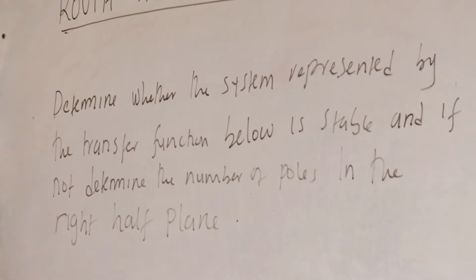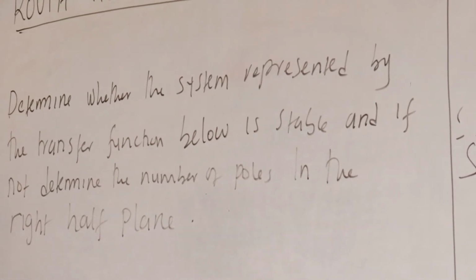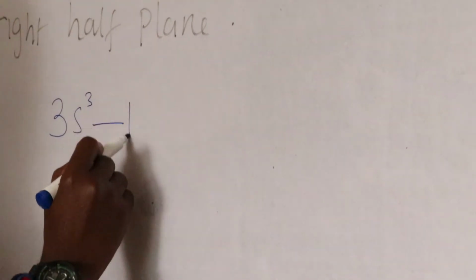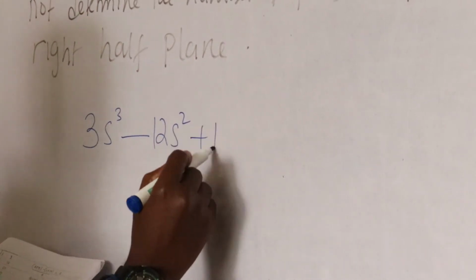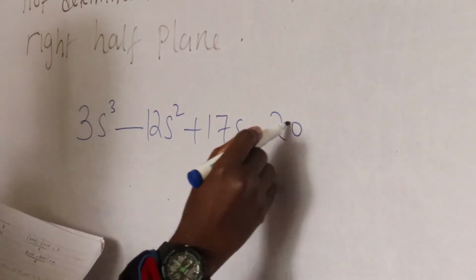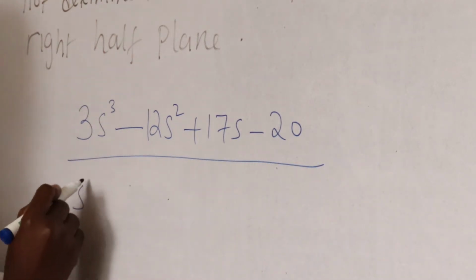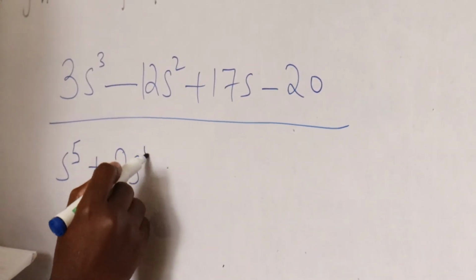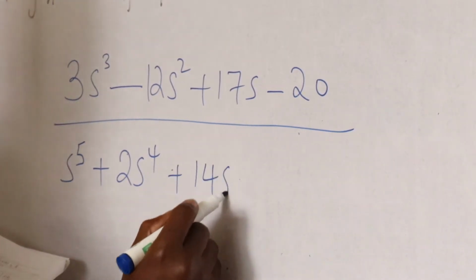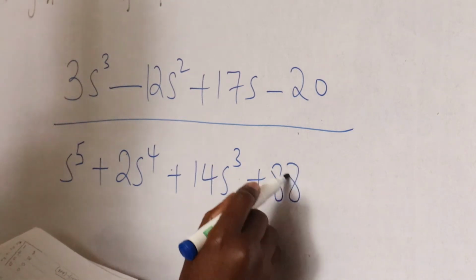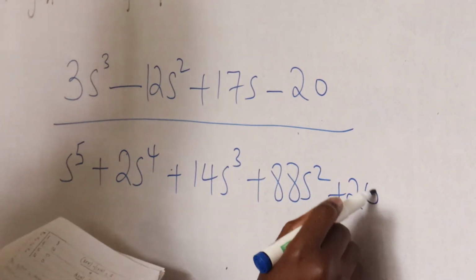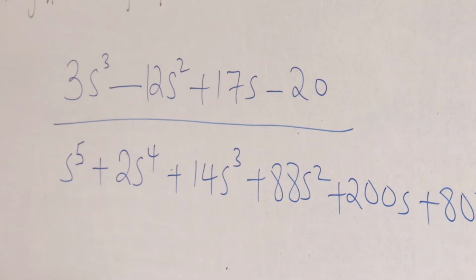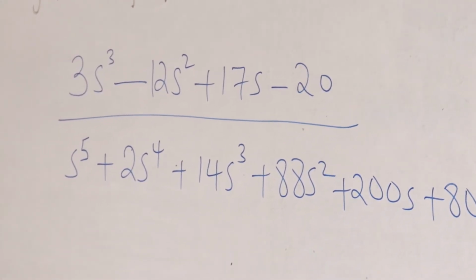Let me use another pen. The right half plane, then we have 3s raised to power 3 minus 12s squared plus 17s minus 20 all over s raised to power 5 plus 2s raised to power 4 plus 14s cubed plus 88s squared plus 200s plus 800. So that is what we have for this.